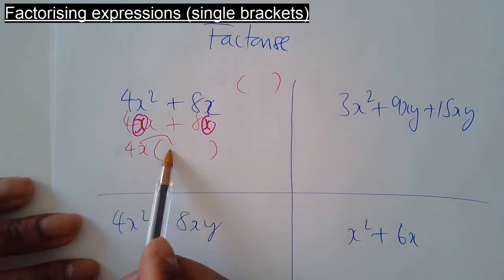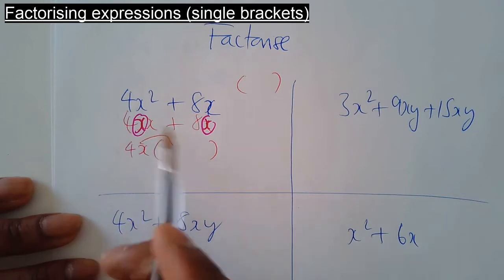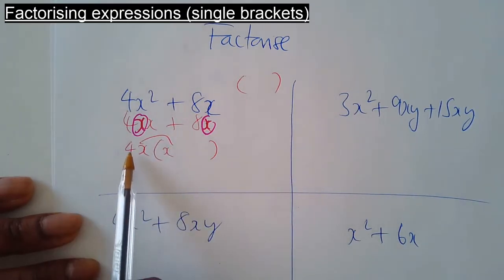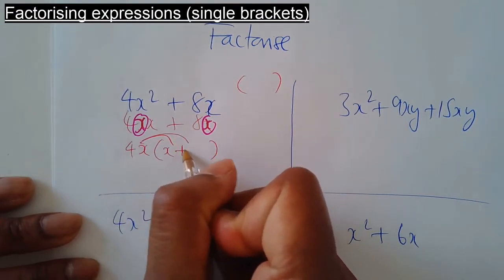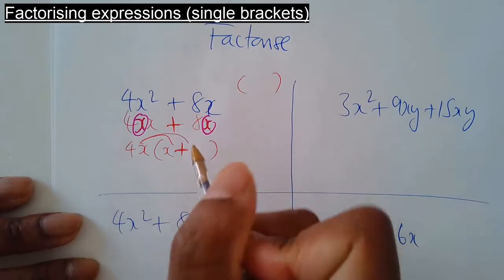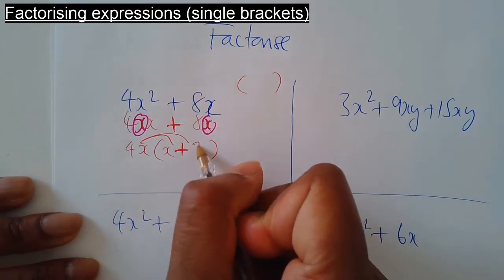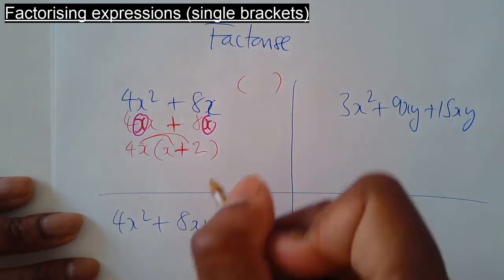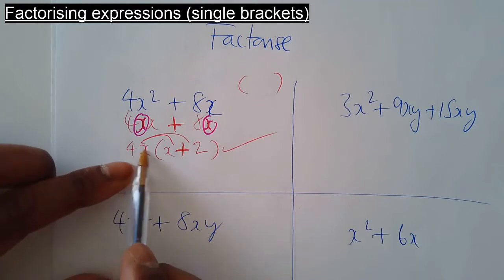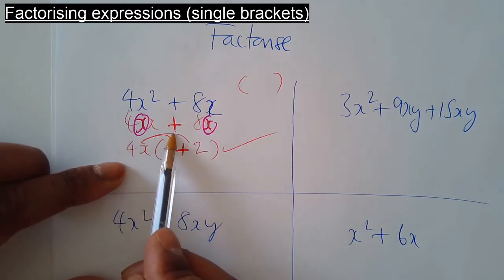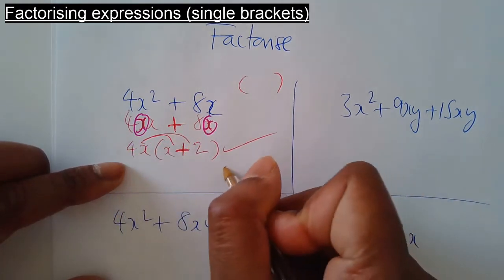4x times something to give me 4xx is x. There you go, look, 4x, x, 4x, x. Put the plus there, like that one. 4x times something to give me 8x, it's 2. That's the correct answer. You can check 4x times 2 gives me 8x.